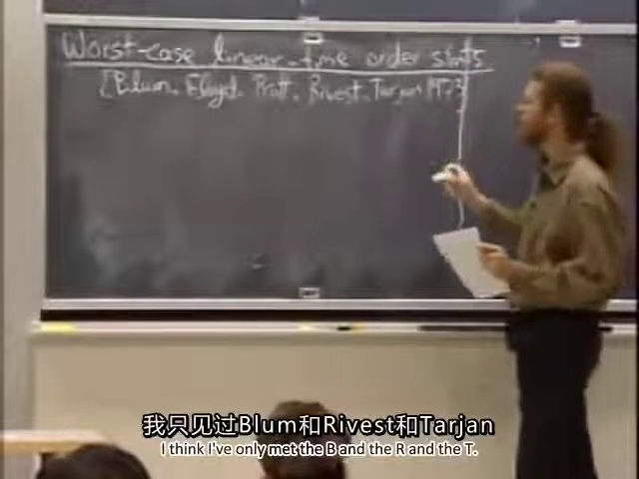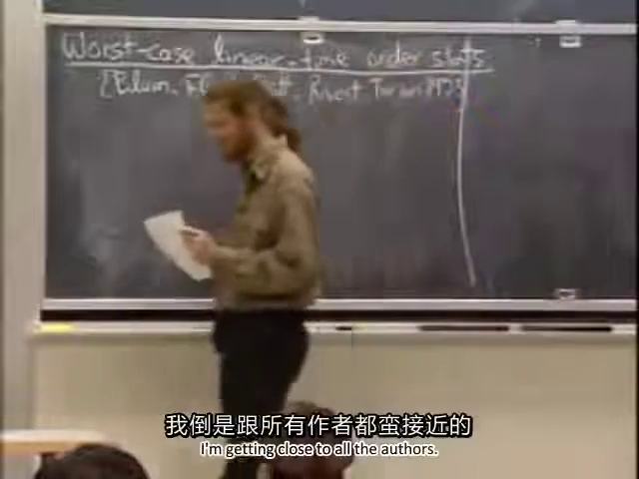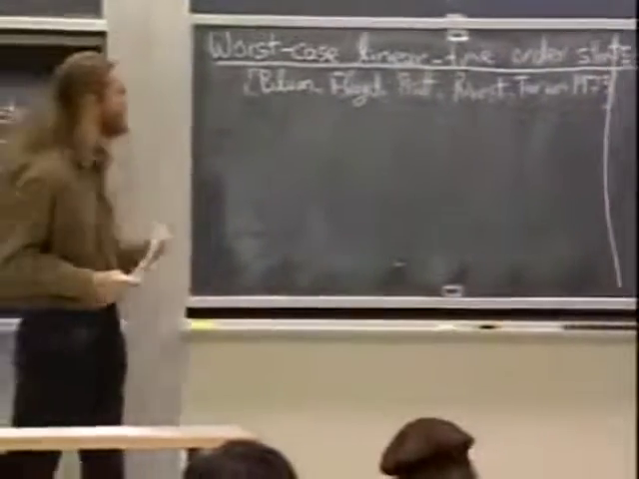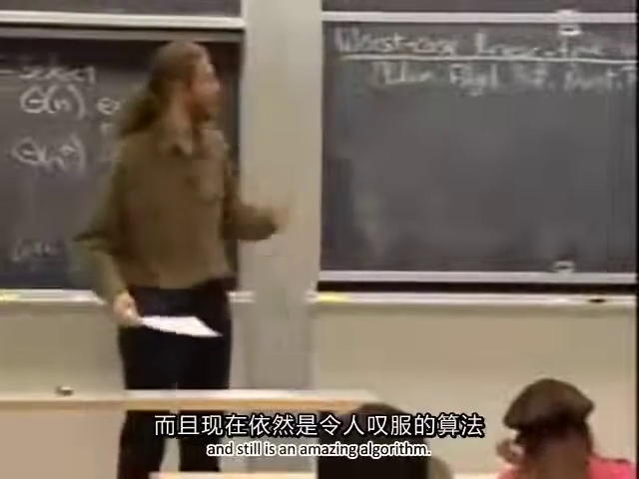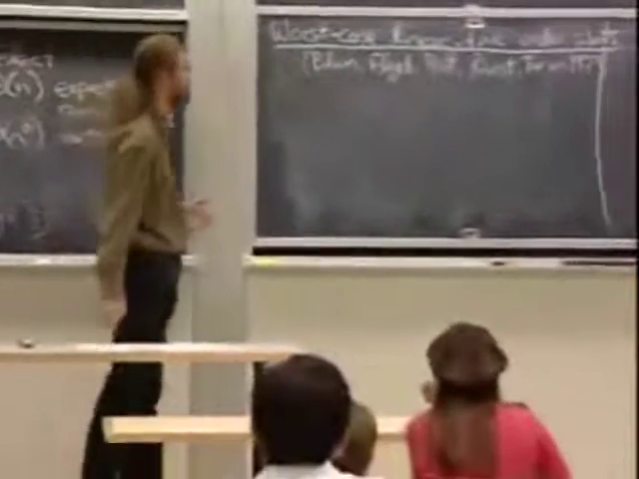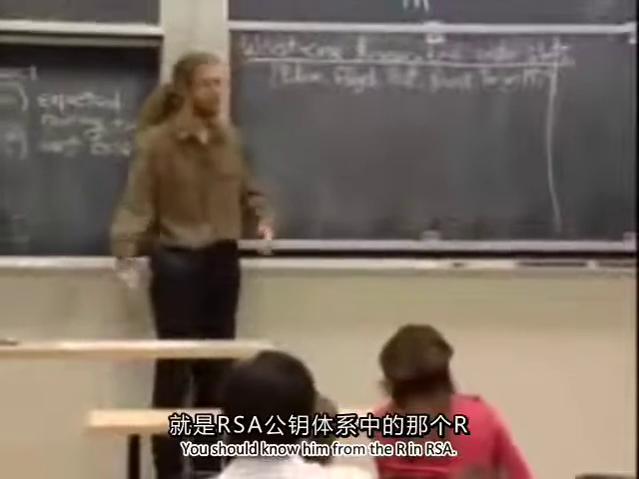I think I've only met the B and the R and the T. Oh no, I've met Vaughan Pratt as well, so I'm getting close to all the authors. This is a somewhat old result, but at the time it was a major breakthrough, and still it is an amazing algorithm. Ron Rivest is professor here. You should know him from the R in RSA.